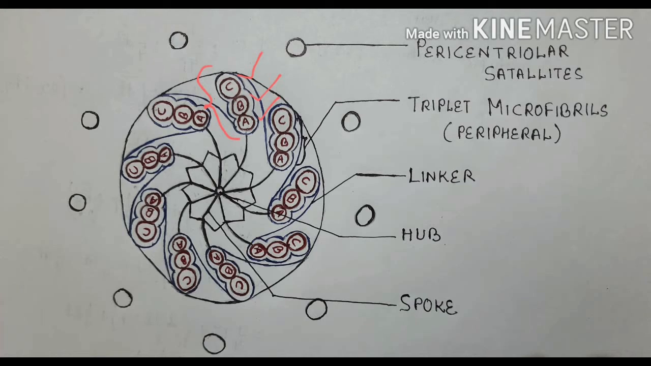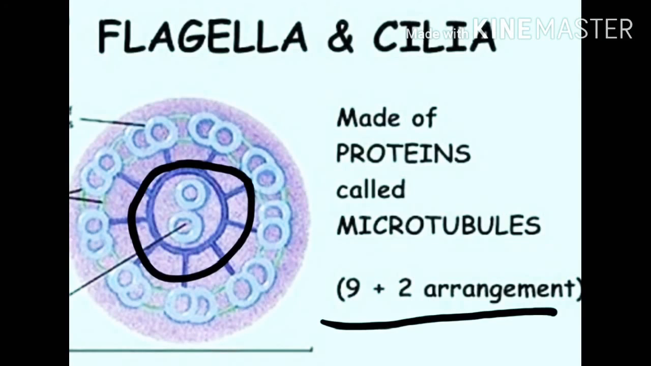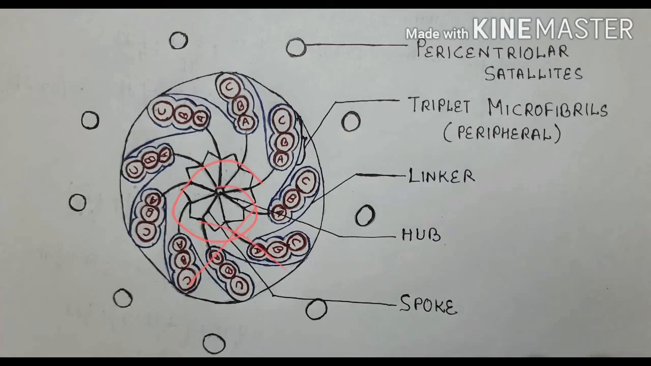Now one more difference is there in the structure of flagella, cilia and centriole. In flagella or cilia there were 2 central fibrils, but in centrioles no central fibrils are present. So the arrangement of fibrils in the centriole is 9 plus 0, since there are no central fibrils.